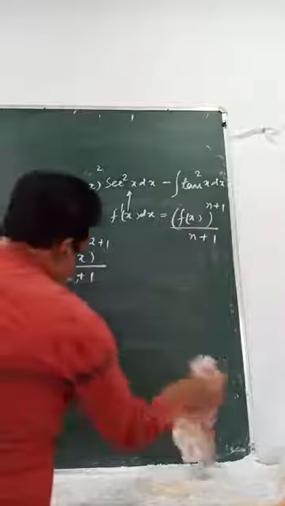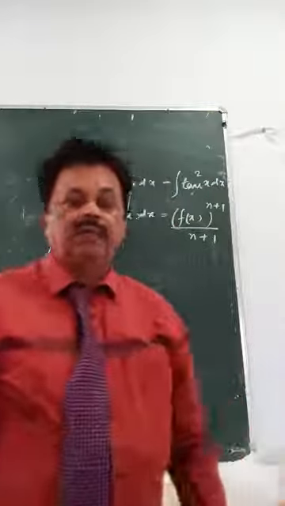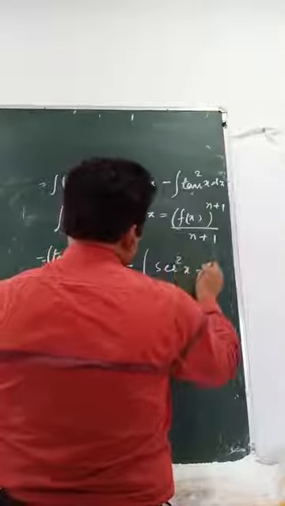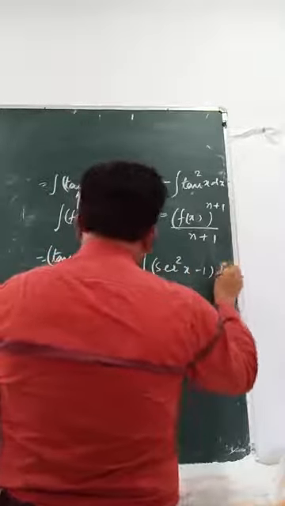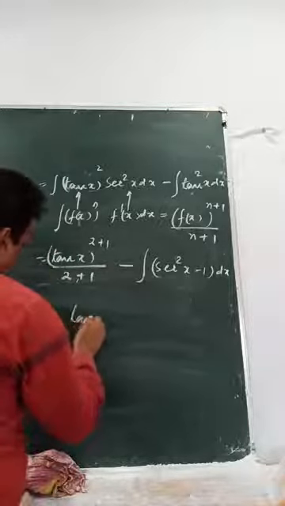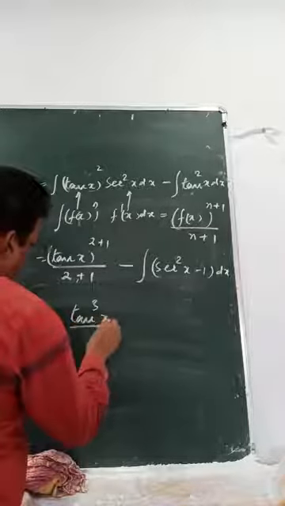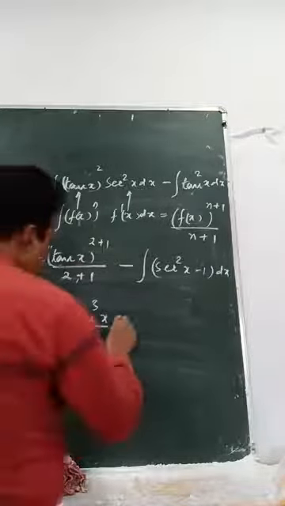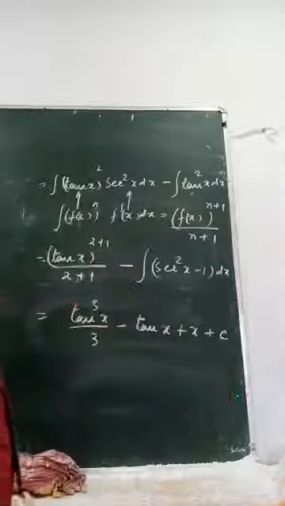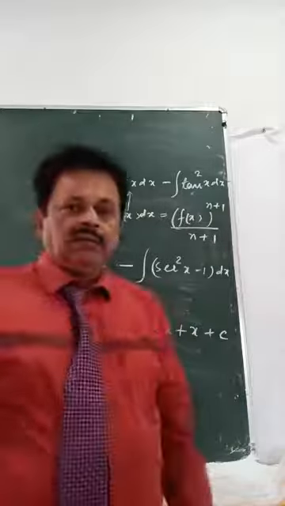So minus, what about tan square x again? Cannot be integrated. So this way you can write sec square x minus 1. So ultimately you are getting tan cube x by 3, sec square x is tan x, minus minus plus 1 integration is x, then a constant. Okay, this we did tan fourth x.